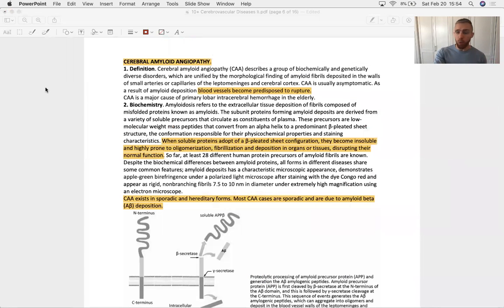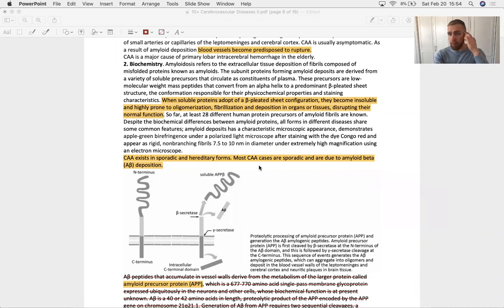So now that we understand what amyloid is and what an amyloidosis is, let's look at its effects in the brain. When soluble proteins adopt a beta-pleated configuration, they become insoluble and prone to oligomerization, fibrillization, and deposition in target organs and tissues. This disrupts their normal function. Therefore, you get amyloid deposits in the brain. That part of the brain stops working. That's the mechanism for dementia and Alzheimer's.